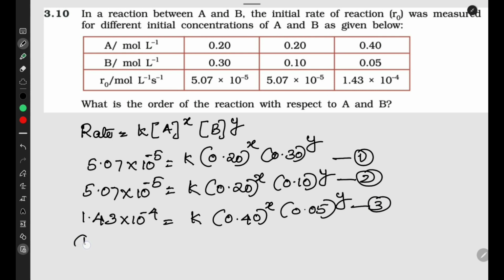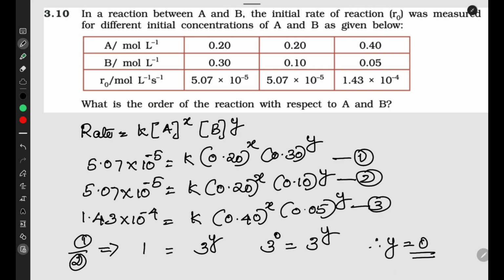Now equation 1 by equation 2. Left hand side, when we divide we will get 1. K and K cancel. 0.20 raised to X cancel. 0.30 by 0.10 we will get 3 raised to Y. So we can write 3 raised to 0 is equal to 3 raised to Y. Therefore Y is equal to 0.